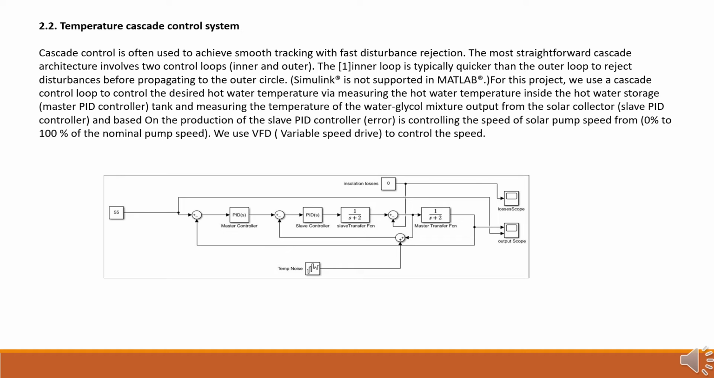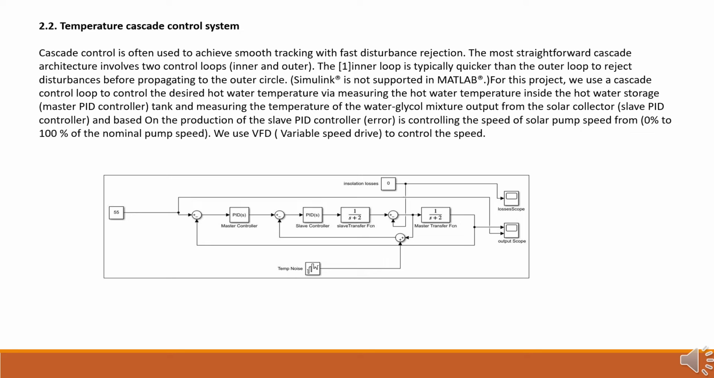Actually, we are using a cascade control system, which is often used to achieve smooth tracking with fast disturbance rejection. The most straightforward cascade architecture involves two control loops, inner and outer control. The inner loop is typically quicker than the outer loop to reject disturbance before propagating to the outer loop.